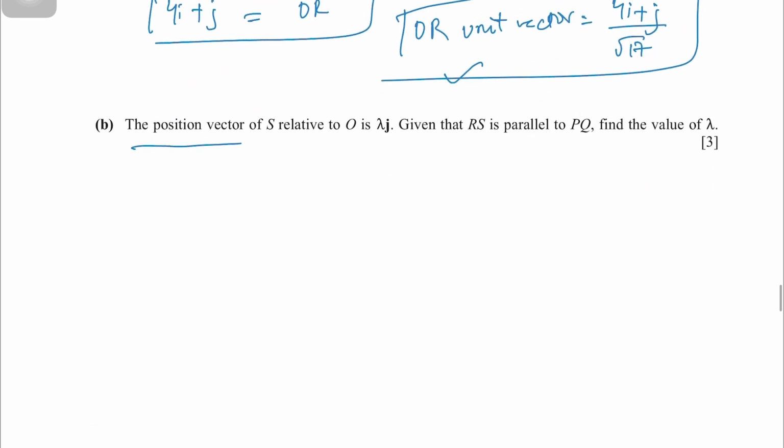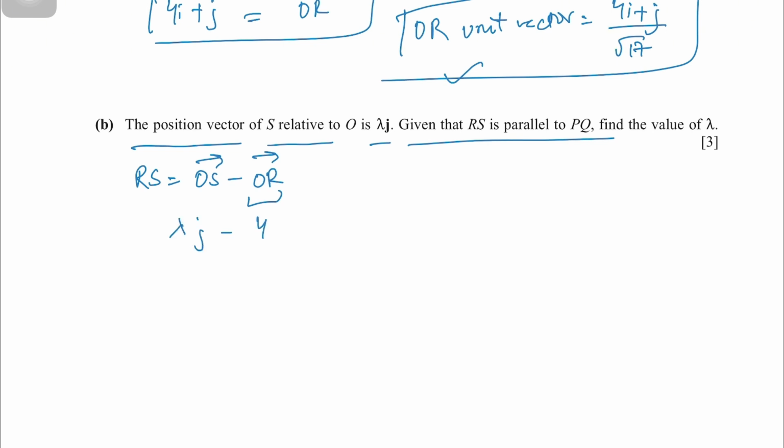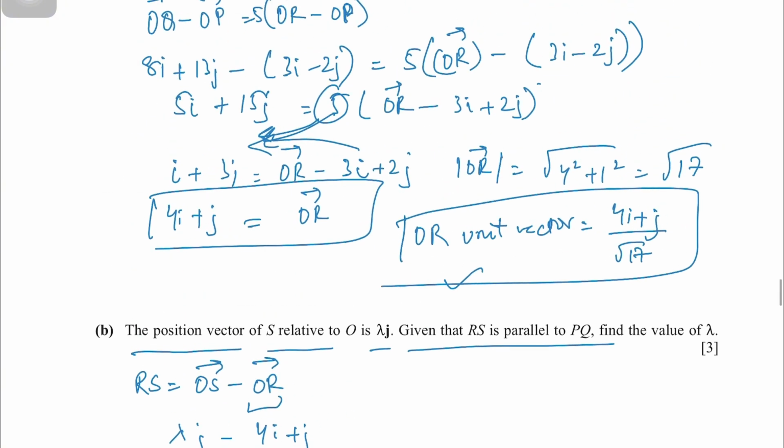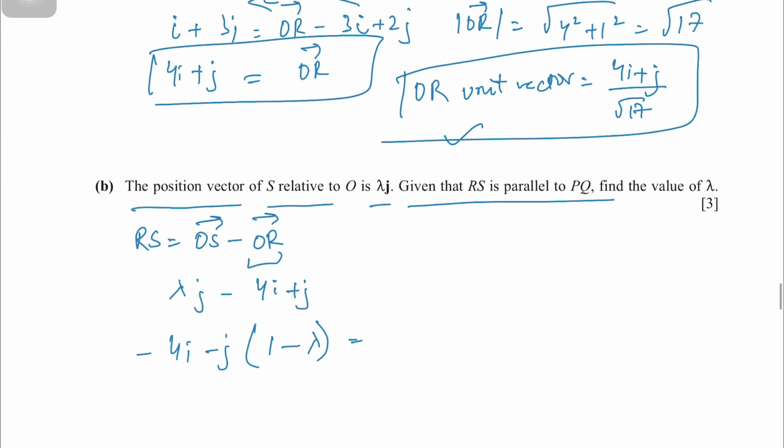In part B, the position vector of S relative to O is lambda j, given that RS is parallel to PQ. For it to be parallel to PQ, there has to be something multiplied by this. So RS can be written as OS minus OR. We have our OR. OS is simply lambda j, and this is negative 4I plus j. Let's just rearrange it. So we have our negative 4I and negative j as common. So this would be 1 minus lambda. And our PQ is basically 5I plus 15j.